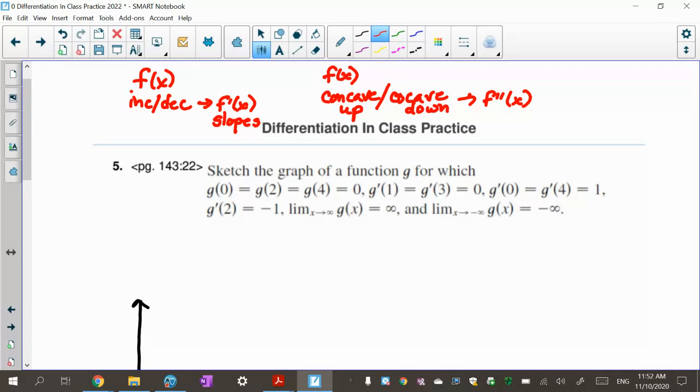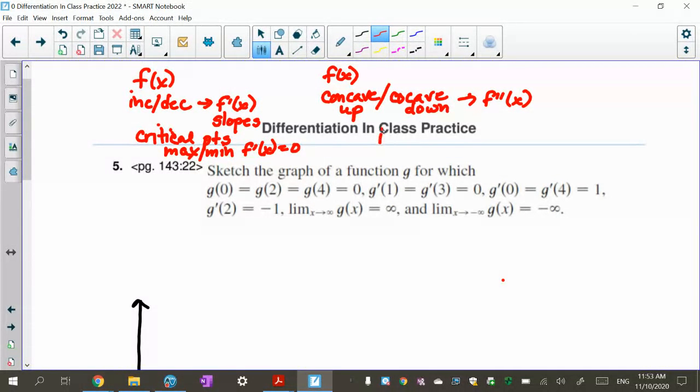Other vocabulary you might see is when we're talking about the points where the slope is 0, we call those critical points. And critical points are happening at your max and your mins, or maximums and minimums, because f prime of x is equal to 0. That's where your turning points are.